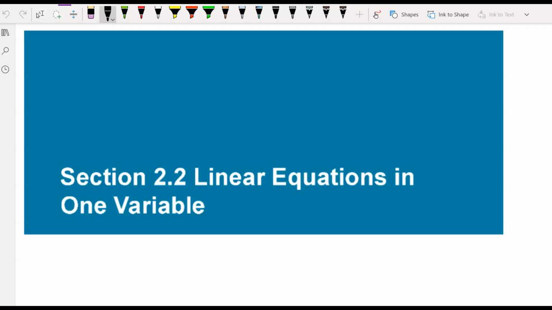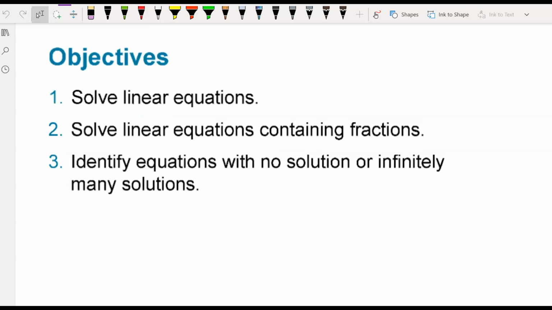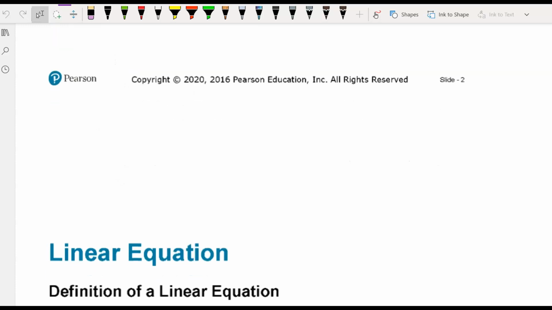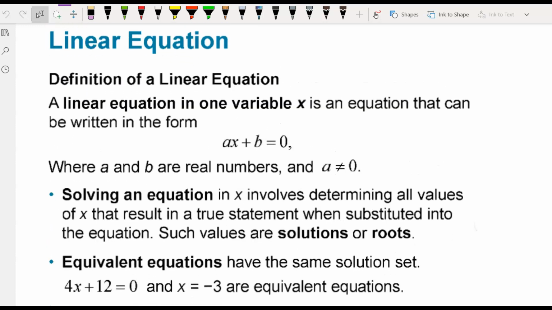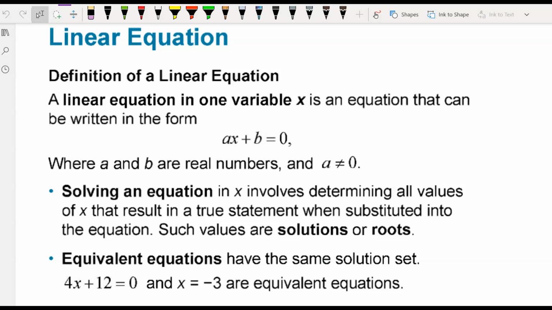This is 2.2, linear equations in one variable. So our objectives are to solve linear equations containing fractions, and identify equations with no solution or infinitely many solutions. So this is our definition for linear equations.